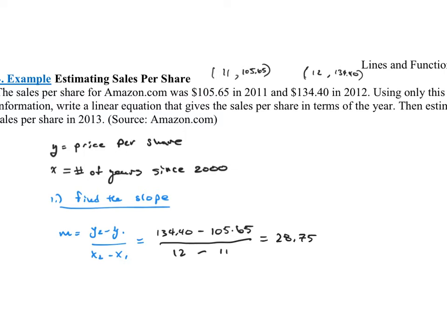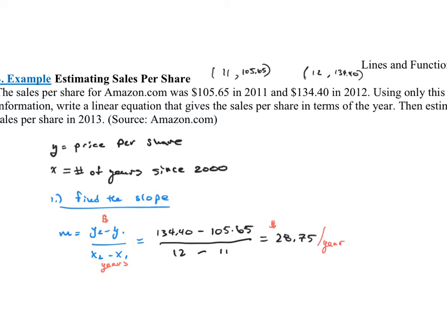But think about what the y value is. The y value here is dollars. The x value here is years. So what does this mean? This means that it was increasing. The price of the stock was increasing by $28.75 per year. Through those two dates, of course. We can't necessarily say this is what's going to always happen, but through those two dates, that is most definitely what happened because those are the points we use.